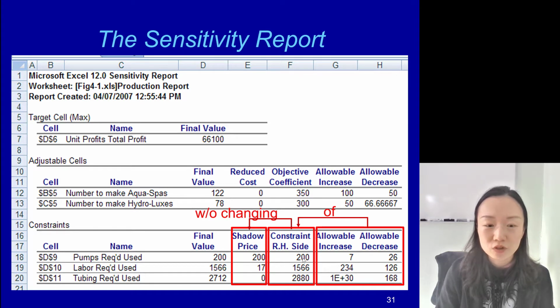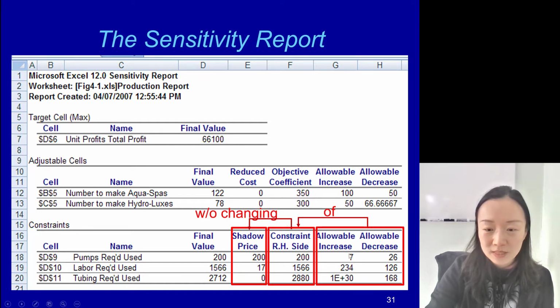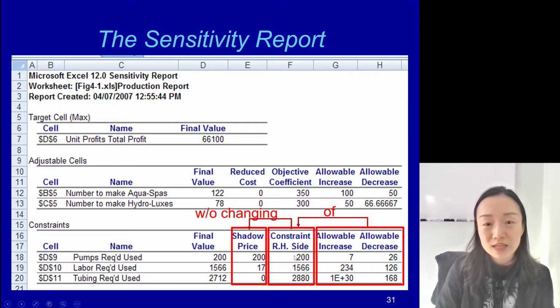So if we want to make more money, then we need to increase the tubing resource availability. So this allowable increase of 7 indicates that we can get up to 7 more units of pumps to help keep increasing our total profit. But if we increase the availability of the pumps by more than 7, will that still impact our objective function value positively? Or how much will it impact our objective function value? Then we are not sure.